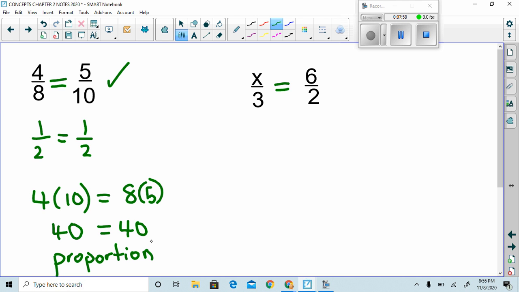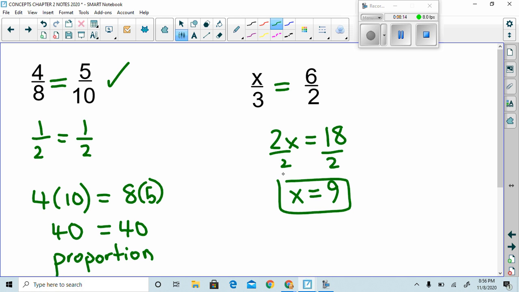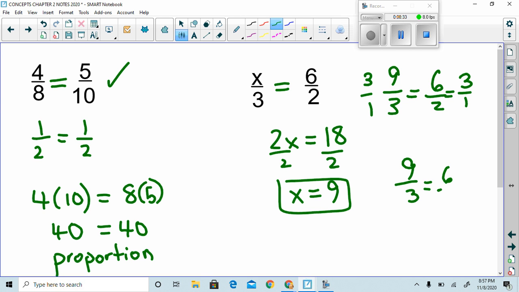Here's one where we're solving. So here we're just stating or determining if it is a proportion. Here we're solving. When I see a variable that tells me there's some unknown, I need to solve. Once again, this is just a one step. And if I put 9 back into that ratio, and I go ahead and simplify, divide by 3, divide by 3, divide by 2, divide by 2, it works so that I have 9 is to 3, and 6 is to 2. x was equal to 9.